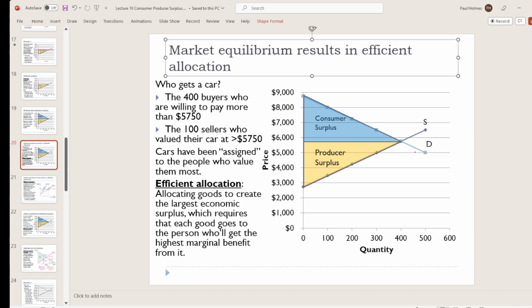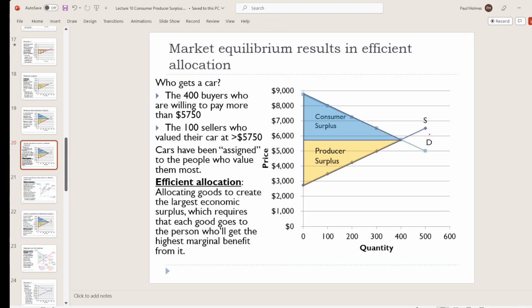So who started off with cars? Well, it was all of these sellers here, right? Or at least all of these potential sellers. And the supply curve tells us how much they valued keeping the car. So we've got this one person down here who had a car that they were looking to sell that they valued very, very low. They thought it was only worth $27.50.